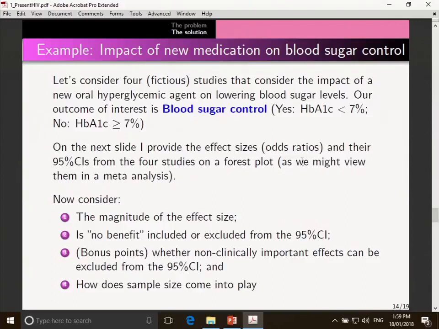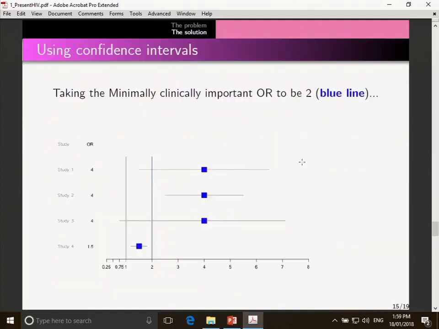Is a non-clinically important effect contained in the confidence interval as well? Is it in the lower range, for example? And also, how does sample size come into play? So here's our forest plot. Sorry, it's not very big.